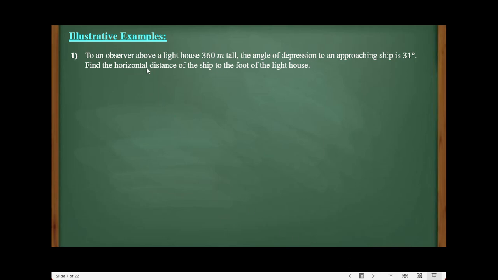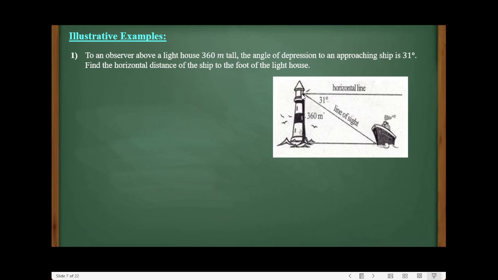To an observer above a lighthouse, 360 meters tall, the angle of elevation to an approaching ship is 31 degrees. Find the horizontal distance of that ship to the foot of the lighthouse. Now, to analyze this problem, we are required to illustrate this word problem, like this one. So we have here a lighthouse, and on top of the lighthouse, an observer sighted a ship with an angle of depression of 31 degrees.